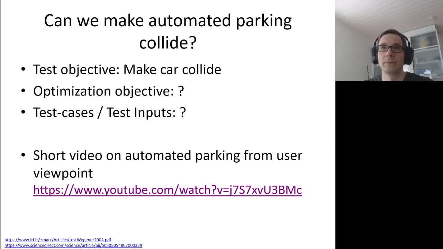So, welcome back. Now you should have an idea how the automated or assisted parking works. And you should have also considered what is the optimization objective in trying to make the car collide. And you should have also considered what are the test cases or the test inputs that you try to improve. If you have not already done so, you can pause the video now.